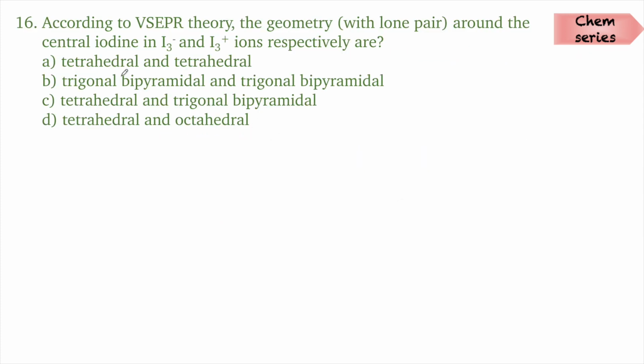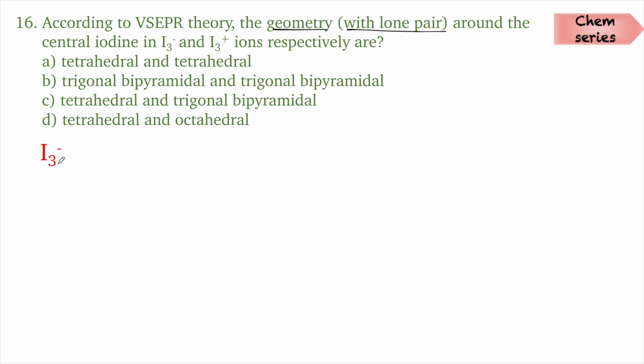So coming to the last question: according to VSEPR theory, the geometry around the central iodine in I3 minus and I3 plus ions respectively are. With lone pair they are asking. Option A is tetrahedral and tetrahedral. Option B is trigonal bipyramidal and trigonal bipyramidal. Option C is tetrahedral and trigonal bipyramidal, and option D is tetrahedral and octahedral. So let us find out the geometry. They are asking for the geometry of I3 minus and I3 plus.